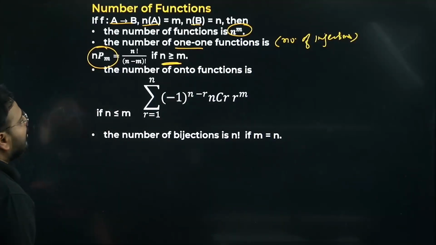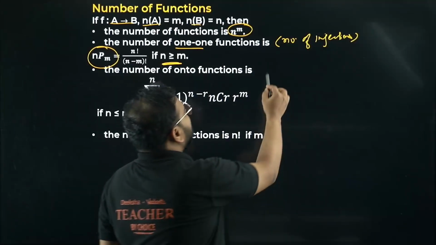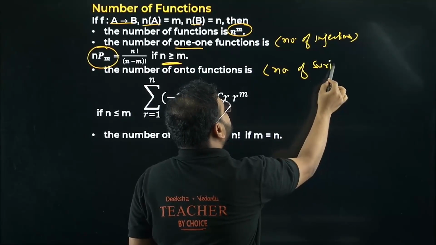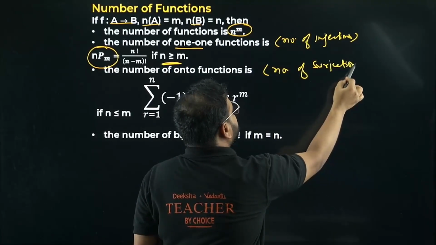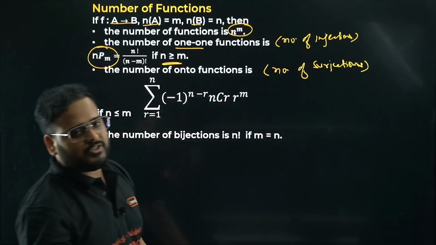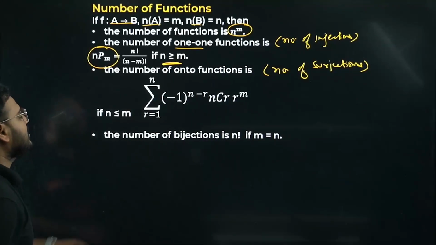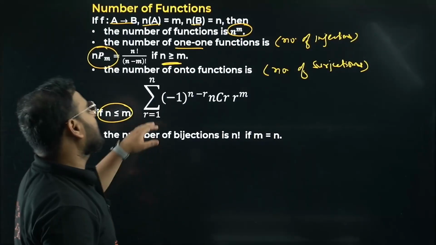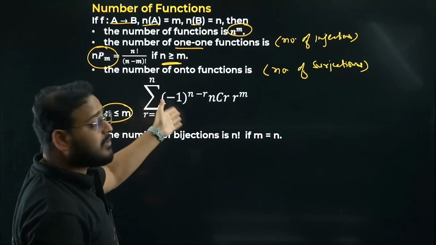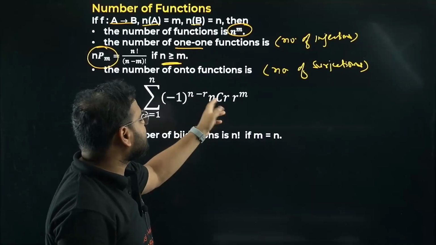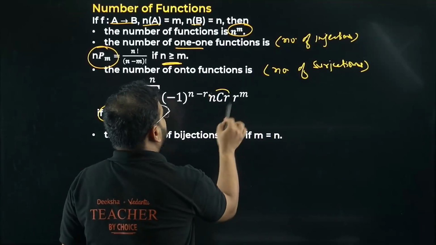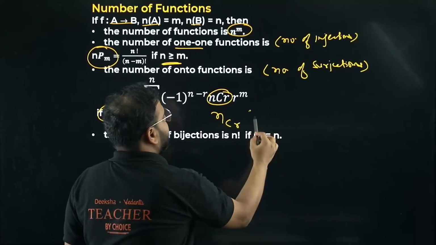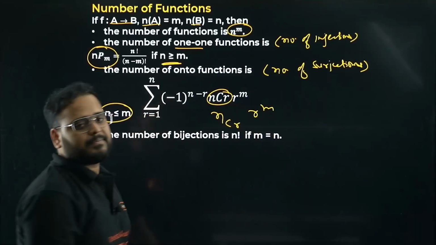Now, looking for the number of surjections, which means the number of onto functions. If defined like this, when n is less than or equal to m, we get the summation from r equals 1 to n of (minus 1) power (n minus r) times nCr times r power m. Please check.